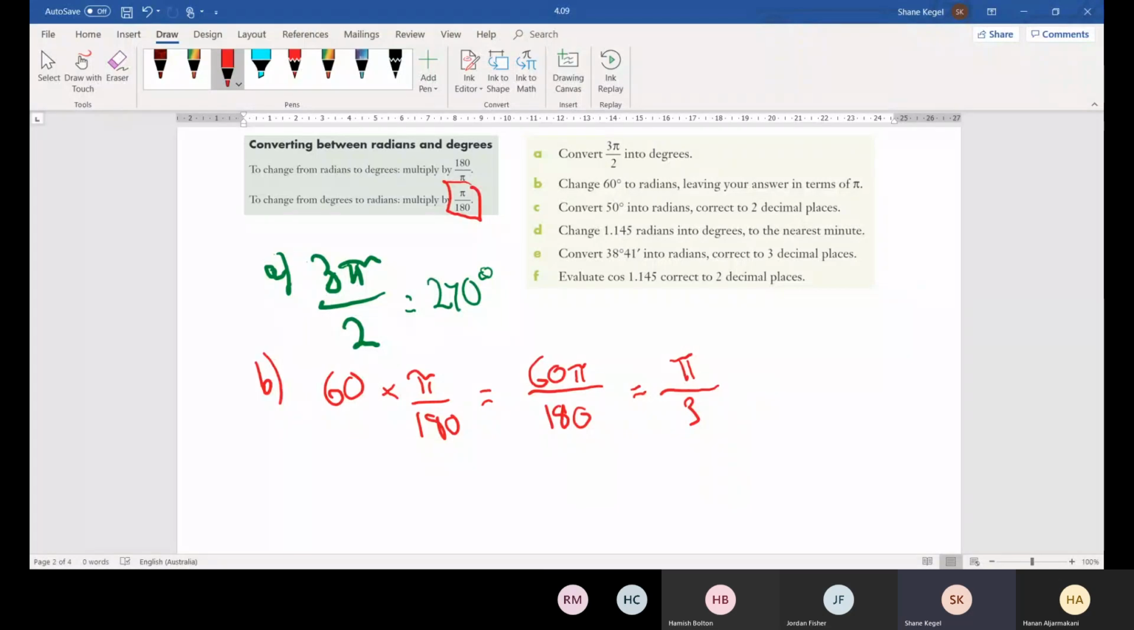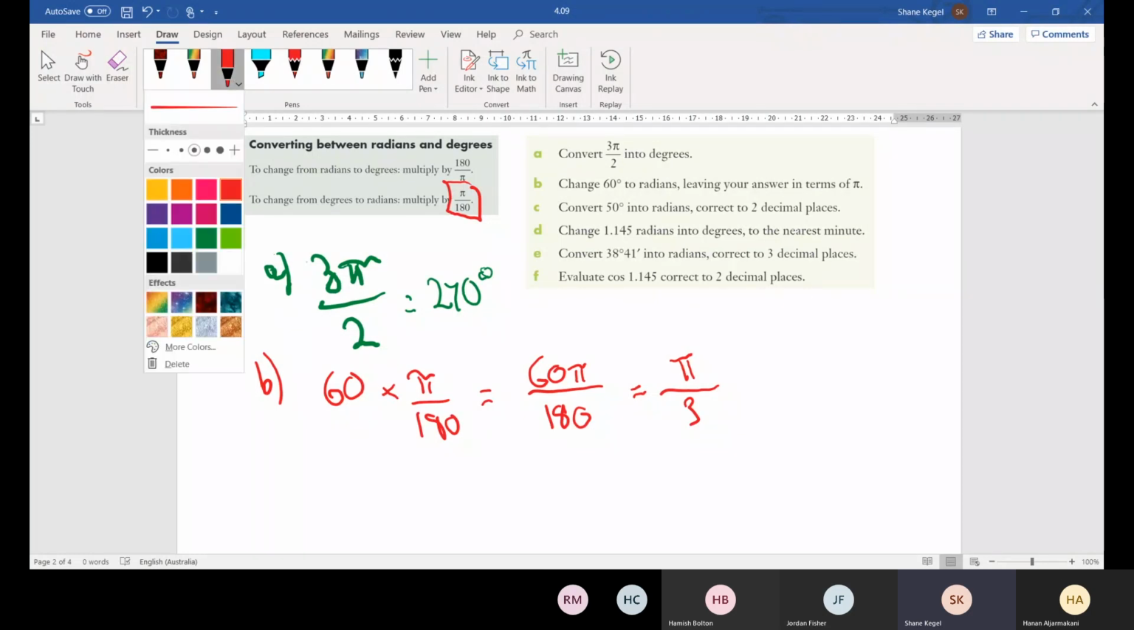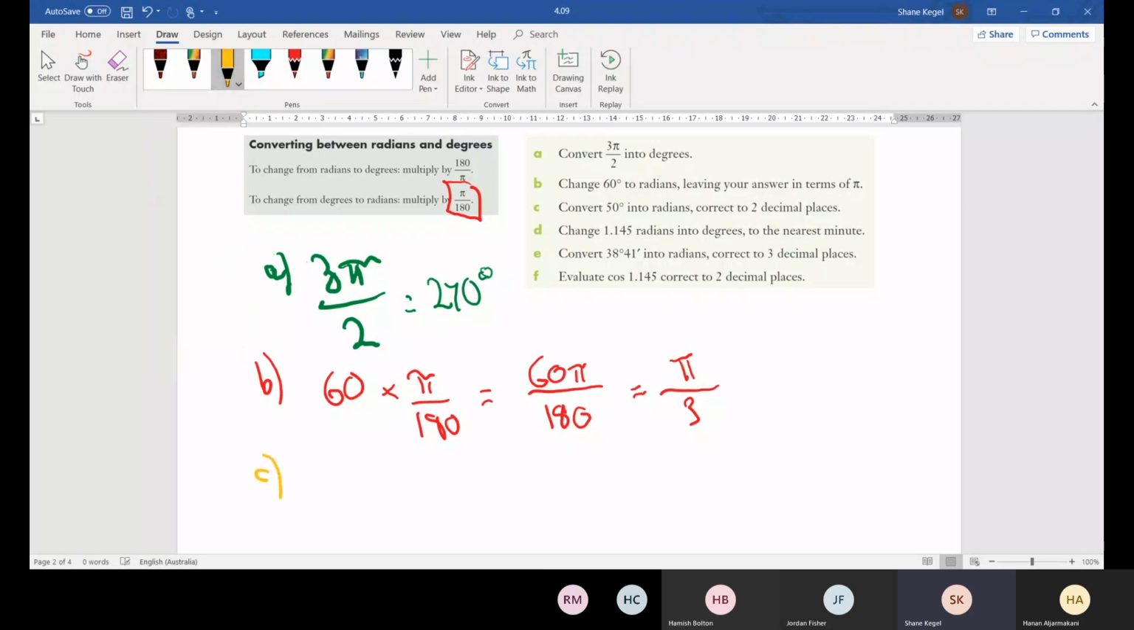And we can check that because we know that 1 pi radian is 180, and 180 on 3 would give us our 60 degrees. So if we were to convert it the other way, that proves that we're correct. Okay, good. So let's have a look at question C.